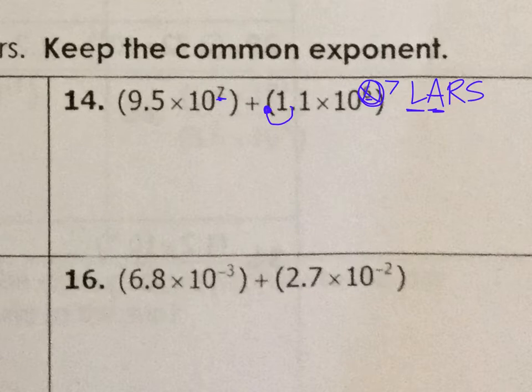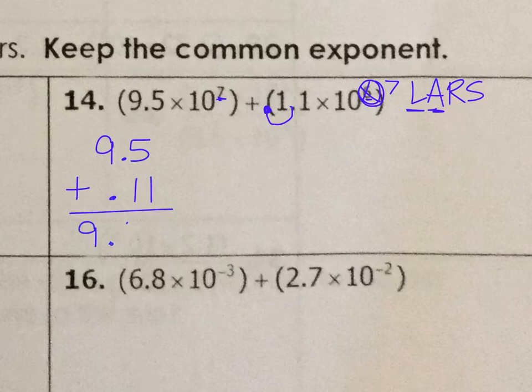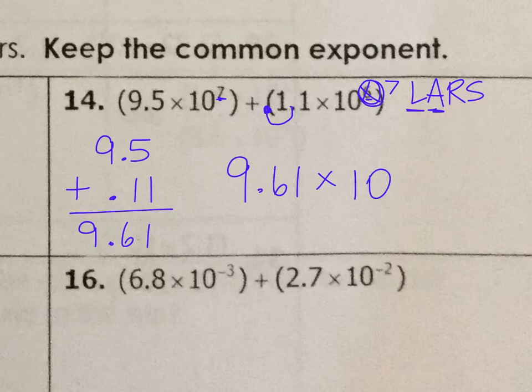And I can put these together now. 9.5 plus 0.11. Just do it in your calculator. 9.61. 9.61 times 10. And we have it as a 7 now. So make sure you use the 7.